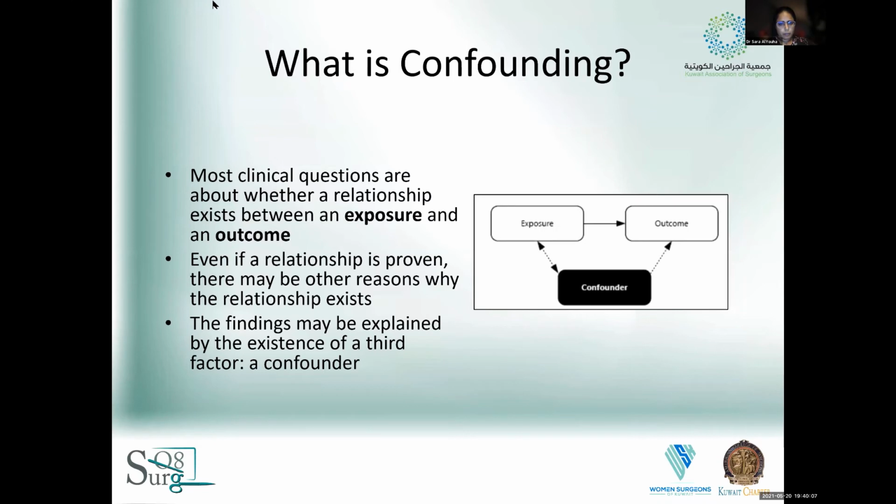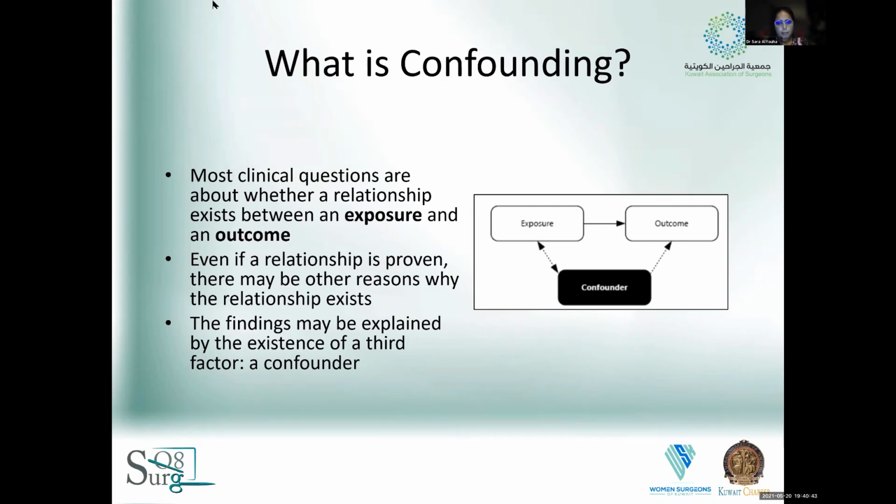So like I said earlier, we'll talk a little bit about confounding and bias, okay? And what is confounding? As you see in the diagram, most clinical questions are looking at a relationship. We have the exposure and we have the outcome, and we want to know, is there a relationship between the two? So the confounder is basically something that can cause the outcome that the patient has, okay? So even if the relationship is proven, there might be other reasons why that relationship exists, and it could be explained by the existence of this third factor, okay?